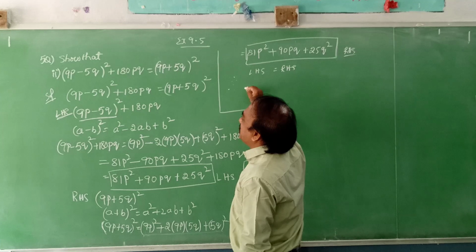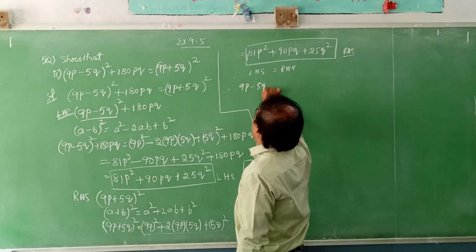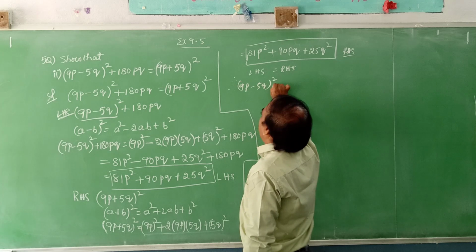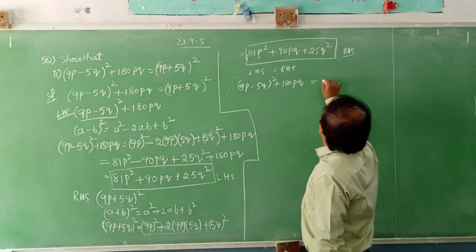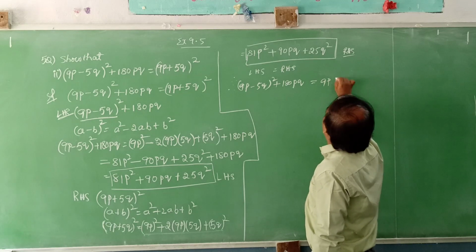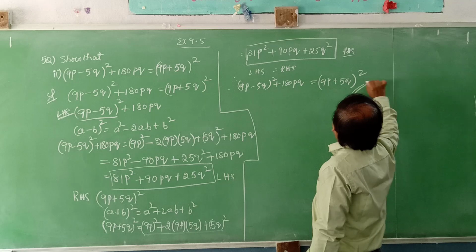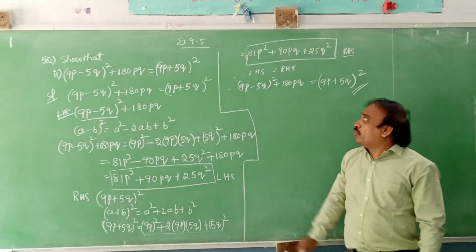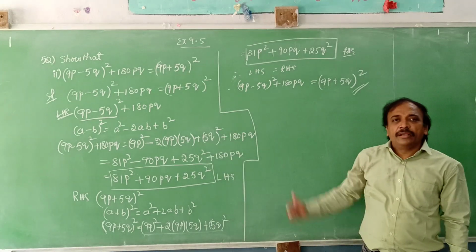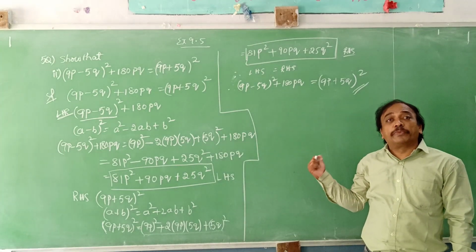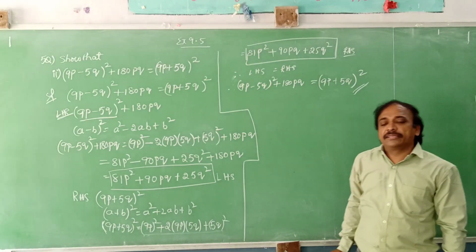That means, which identity are we using? 9p minus 5q whole square plus 180pq is equal to 9p plus 5q whole square. They both are equal. Is it clear? These are the identities we are using to prove the LHS part is equal to the RHS part.